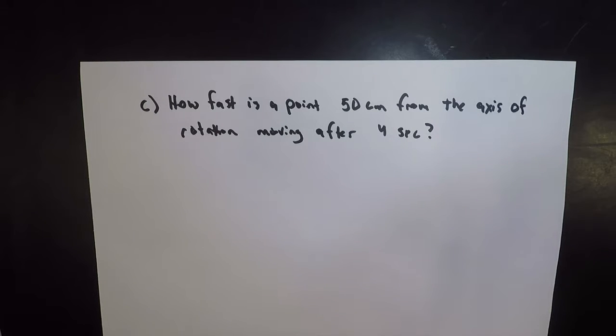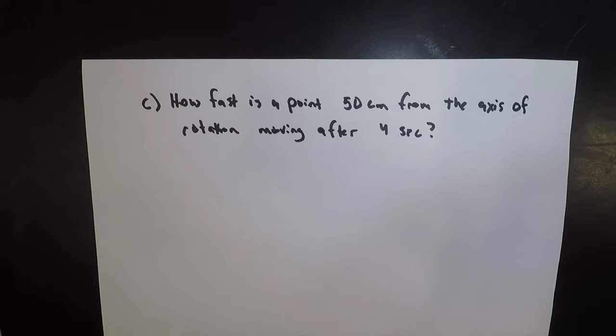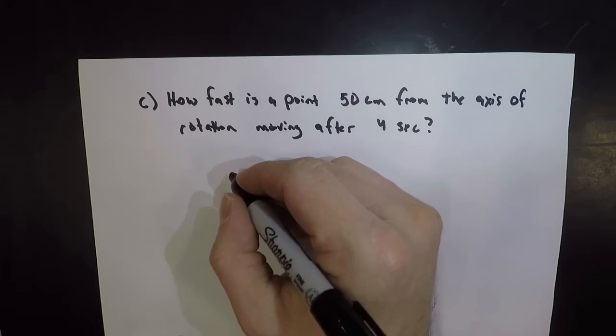So this thing's picking up speed for 4 seconds, and once it's hit this speed, the whole thing's spinning pretty fast. But different points on this object are spinning at different speeds because they're different distances from the axis of rotation. They all have the same angular speed, but they have different linear speeds. So here we're looking for a linear speed.